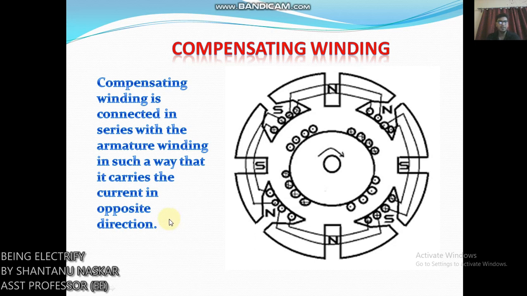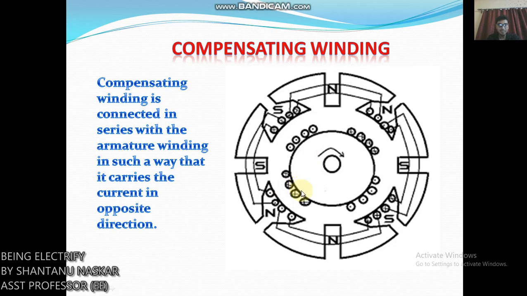Briefly we can say, we know that the armature reaction is due to the presence of armature flux. Armature flux is produced due to current flowing in the armature conductors. Now if we place another winding in close proximity to the armature winding, and if it carries the same current but in the opposite direction to that of the armature current, then this will neutralize the armature field. Such an additional winding is called compensating winding, and it is placed on the pole faces.